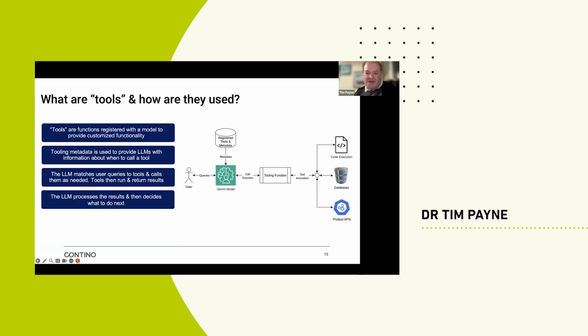So it may look at those results and say, yep, that's the sort of information that I want. I don't need to do anything else. Or it may look at those results and say, okay, that tells me something, but I need to go off and do some other tool invocation to get maybe some more specific results.